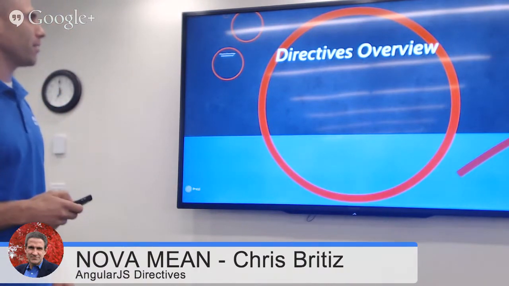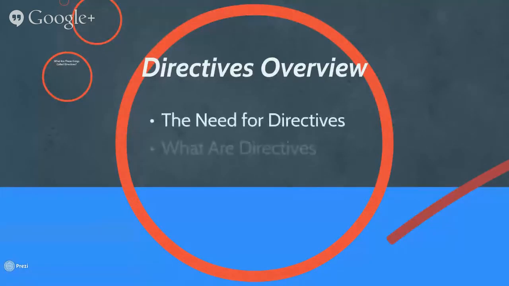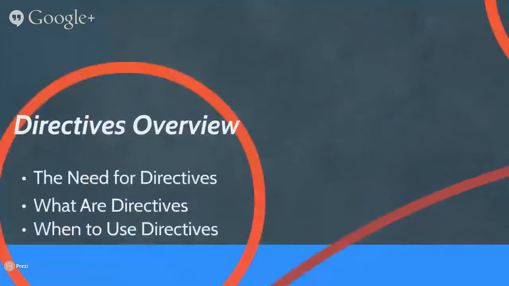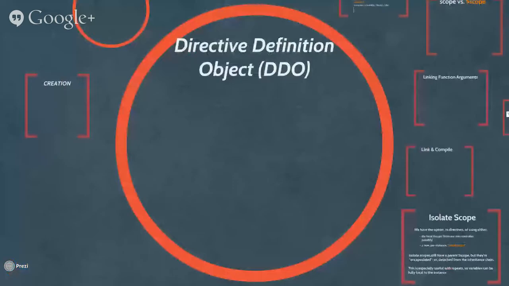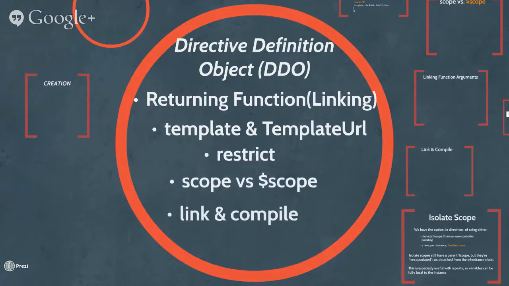What we're going to cover for this first section, I split up into four sections: the need for directives, what directives are, and when to use them. In the next section we'll talk about the directive definition object, or the DDO. In a nutshell, it's just what gets passed to you when you use your directive. It encapsulates all your logic and your options. That's the returning function, the template URL, the strict option, scope, and the dollar sign scope loader.